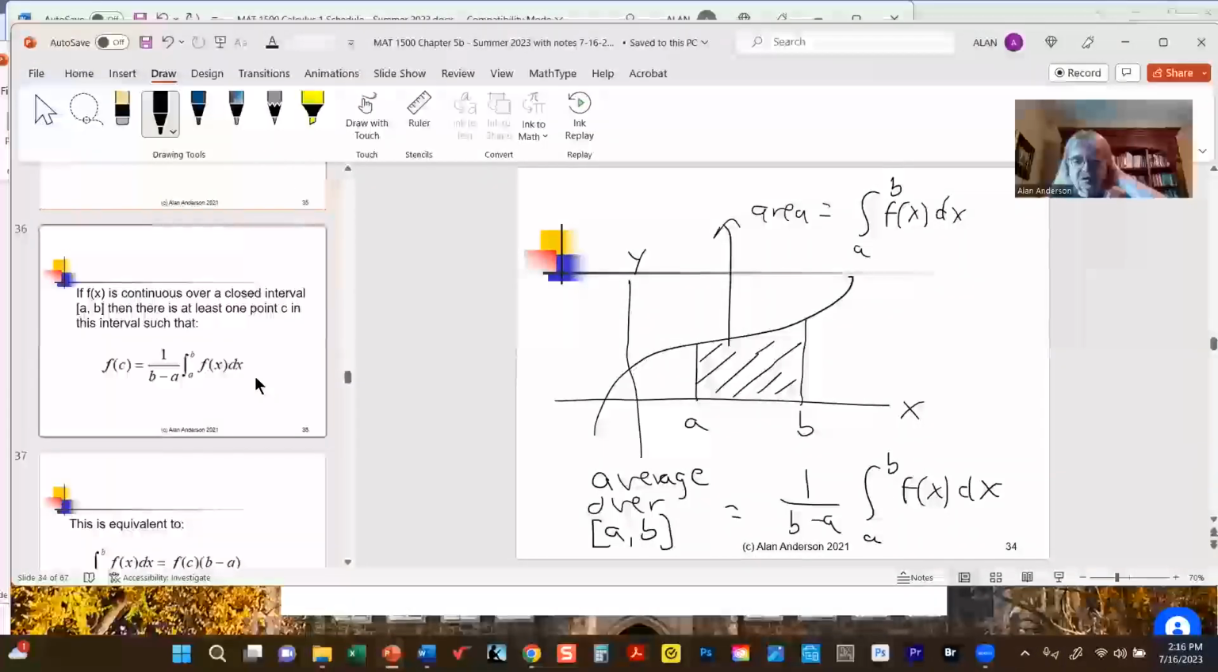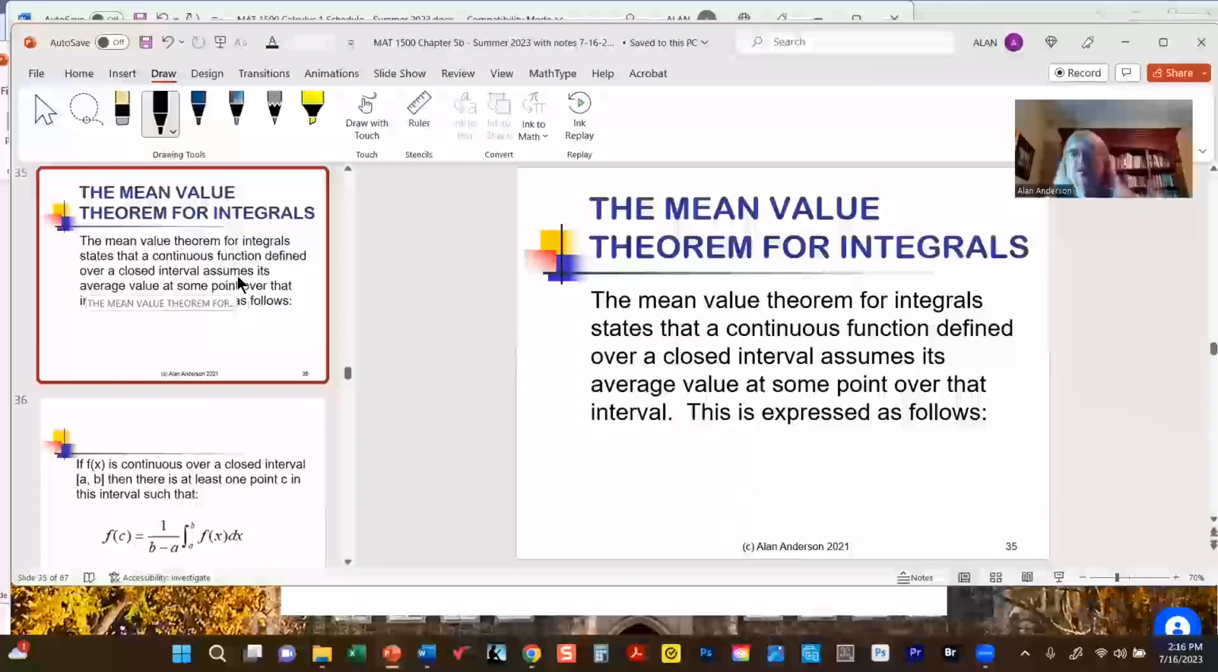Okay, so now this comes from a very important result in calculus called the mean value theorem for integrals. And what it basically says is that if we have a continuous function over a given interval, it must assume its average value at some point over that interval. In other words, as long as it's closed and continuous, it's not possible for the function to avoid hitting its average value at some point. So that's where this is actually coming from.